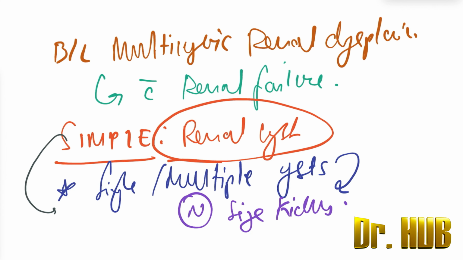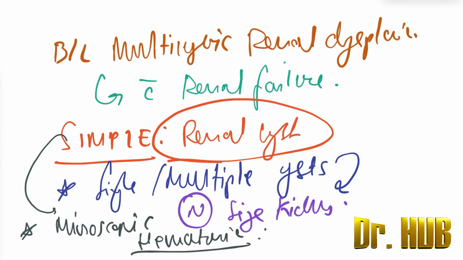And another thing to note is that it is associated with microscopic hematuria. So this was about a few cystic diseases of the kidney.